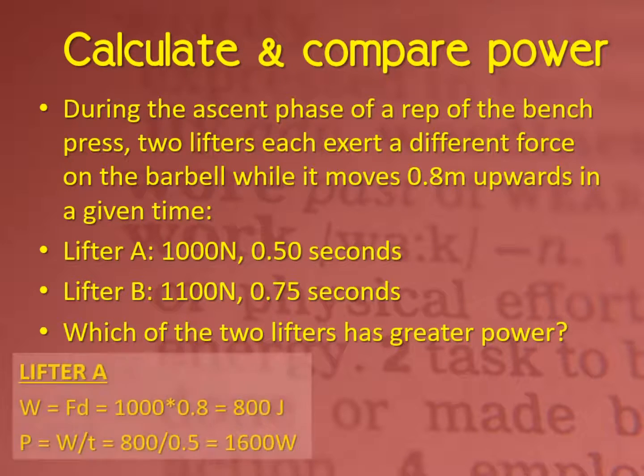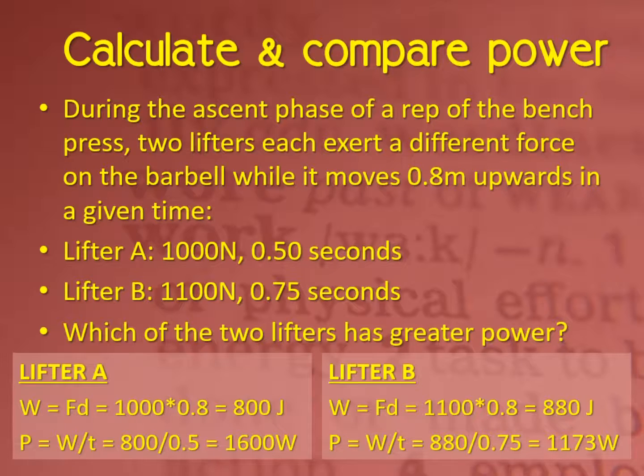Well, let's work it through. For lifter A, the work done is the force times distance. That's 1000 times 0.8 meters. That's 800 joules of work. And the power of that work is the 800 joules divided by 0.5 seconds that it took to do it. That's 1600 watts.